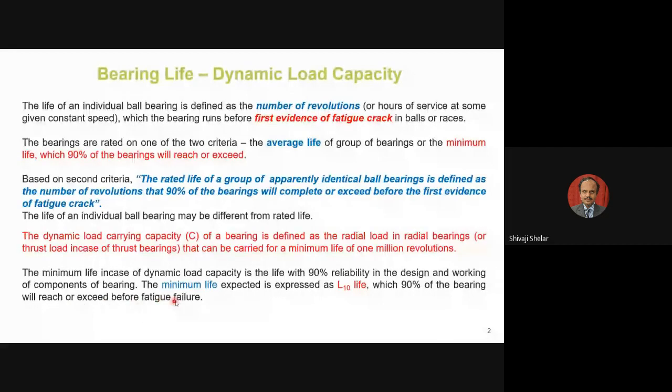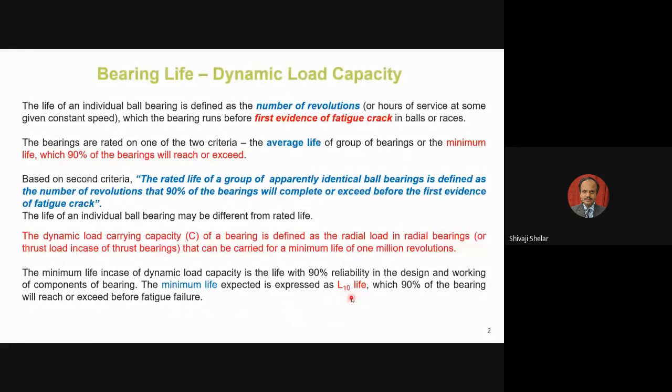failure. That L10 life is the life where, if you take a sample of any bearings, say 10 bearings or 100 bearings, out of that 90% of the bearings will reach that minimum L10 life. So that life is called the minimum life or L10 life.